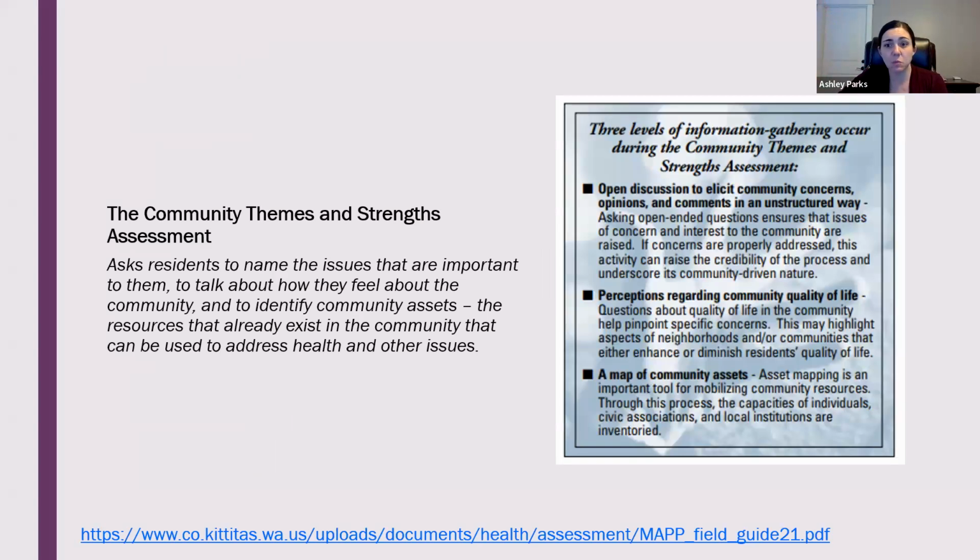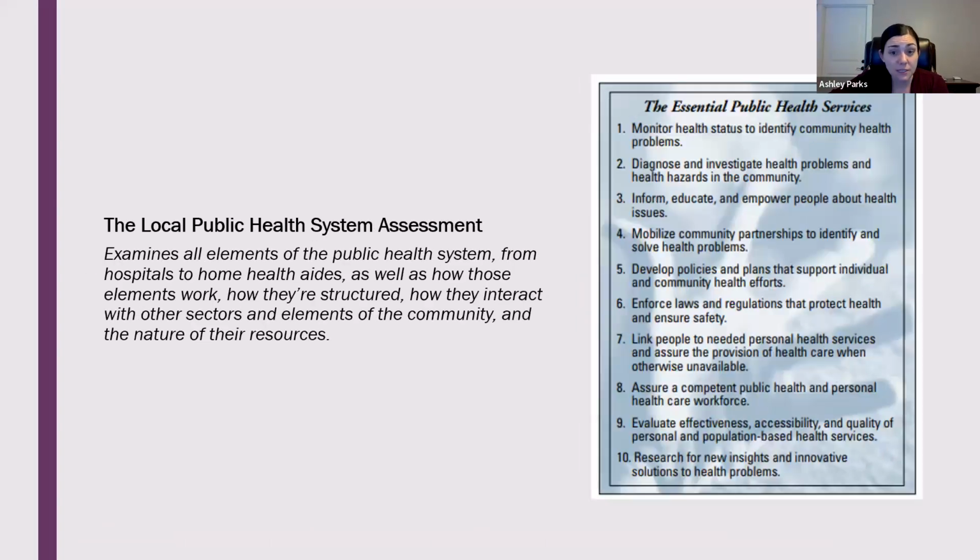So these slides walk through key questions and information that we gather at each level, right? So for example, with community themes and strengths, we try to understand the assets in the community. What is there? What do we have to work with? What is our quality of life? For the local public health systems assessment, we look at how we're performing each of the 10 essential public health services. Are we linking people to care? Are we mobilizing community partnerships? We assess each of these areas to see where our weak spots are.